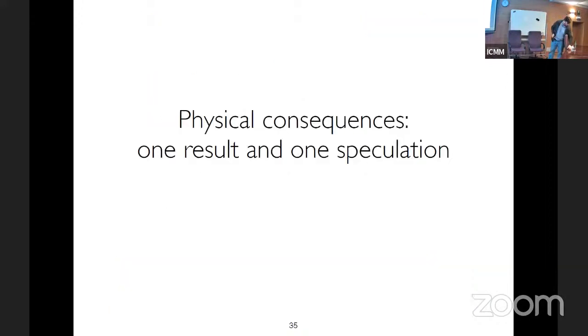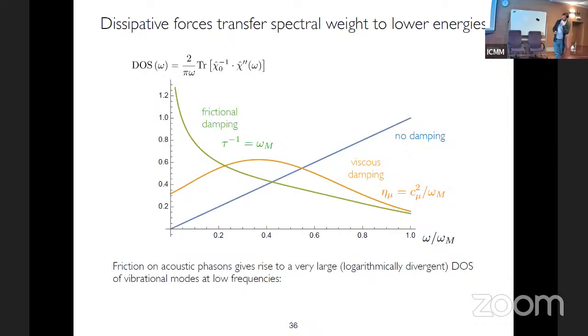Okay, so just to conclude, and I'm thinking I'm doing good in terms of time, I'm going to discuss very quickly two physical consequences. One is kind of obvious. The other is just a speculation, but since I'm among friends, I think I can speculate. So another way to understand this overdamping is that what is happening is something that I mentioned at the very beginning of the talk: we are transferring the spectral weight of these phasons from higher energies to lower energies. That's what dissipation generically does, but in a very dramatic way in the case of this frictional damping.